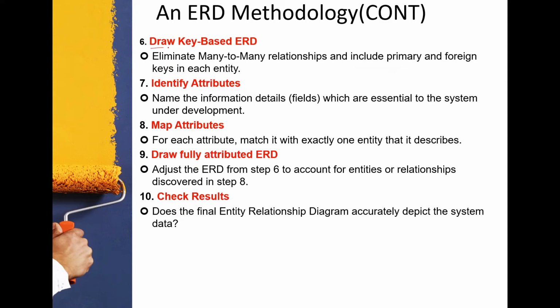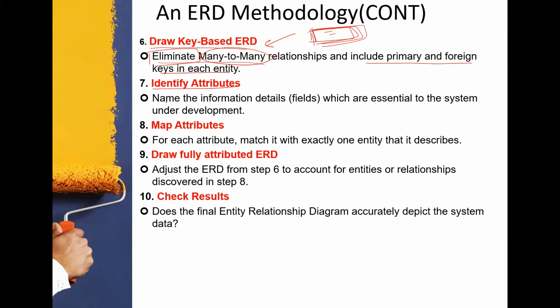So next kita draw key based ERD. Eliminate many to many relationship. Bila you jumpa many to many relationship, you kena eliminate, you kena pecahkan dia menjadi one to many. Itu you kena tambah composite entity. Okay, and include primary and foreign key in each entity. So sebenarnya dipanggil bridge lah. Okay, dekat tengah-tengah dipanggil bridge. So dekat sini kita akan letak primary key and foreign key dekat setiap table yang terlibat many to many.